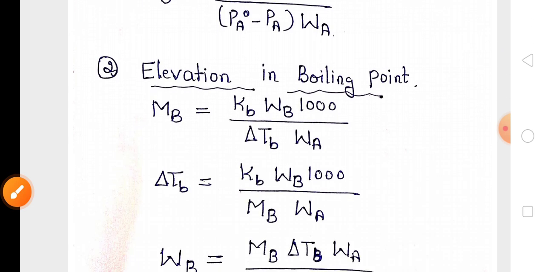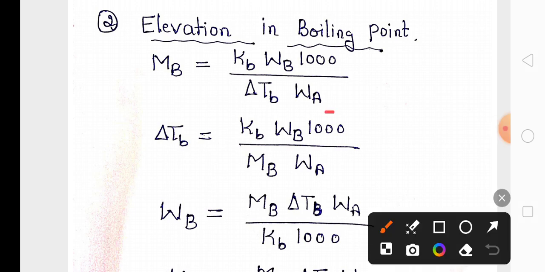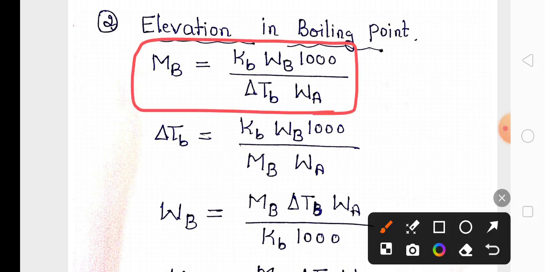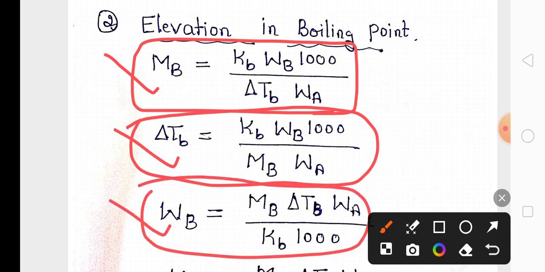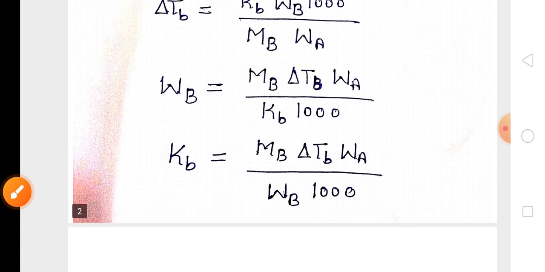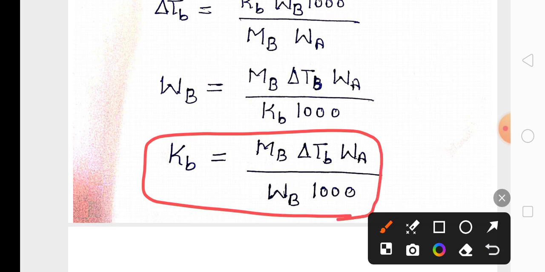Then the second important formula is elevation in boiling point, or ebullioscopy. Here also this is a main formula. If you remember this formula, if they ask molecular mass, you can use this formula. And if they ask elevation in boiling point delta TB, use this formula. If they ask mass of solute WB, use this formula. Sometimes they may ask you to calculate Kb, the ebullioscopic constant. At that time you need to use this formula.